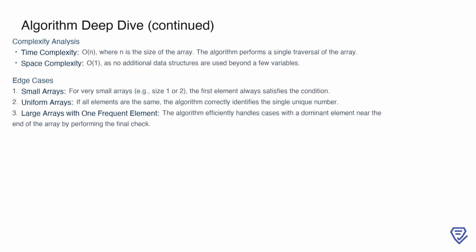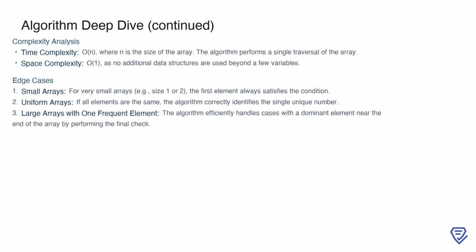For very small arrays, such as those with only one or two elements, the condition is trivially satisfied by the first element. In the case of uniform arrays, where all elements are identical, the algorithm correctly identifies the unique number as the result.